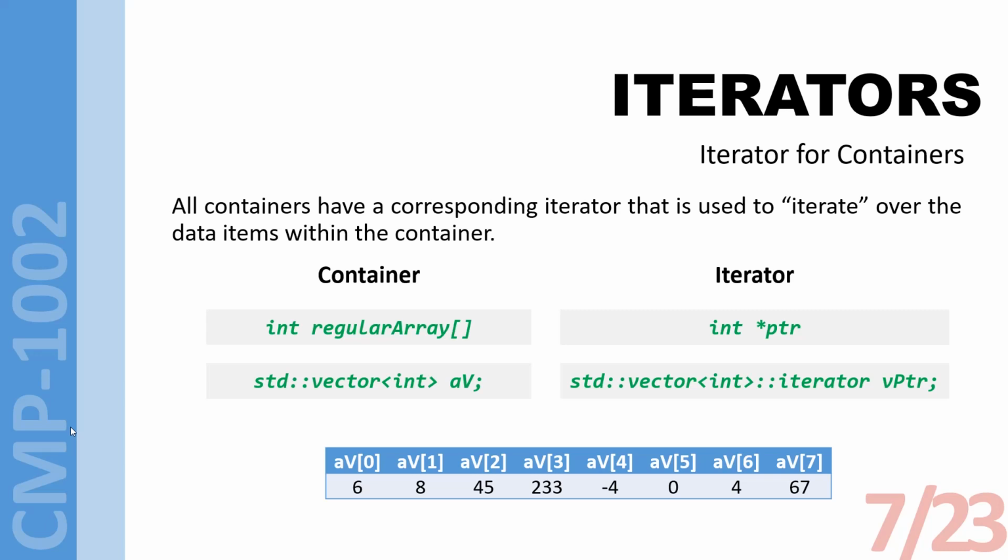For that purpose, the vector class gives us two very important functions: av.begin and av.end. So av.begin basically returns the address of the 0th item of the vector, and av.end returns the address of the last element of the vector. So they're actually returning an address value.